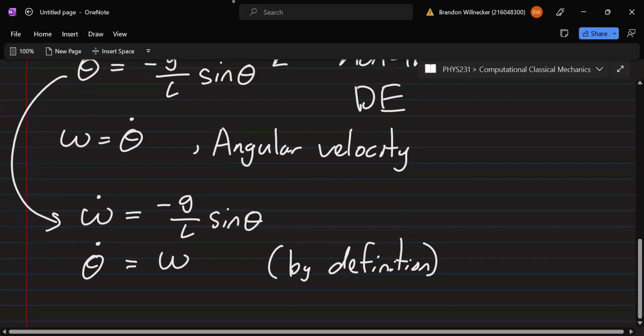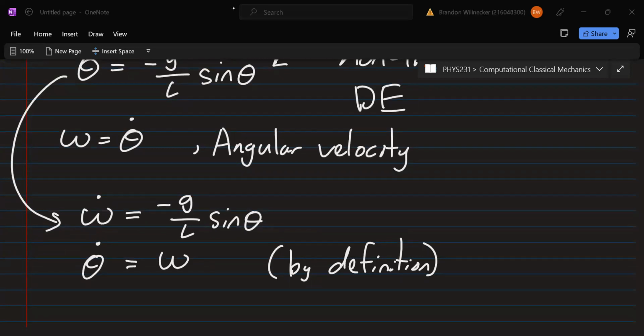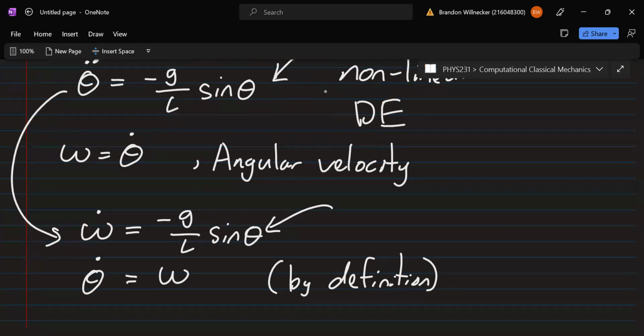Yeah, so we've got our two first order differential equations. And again, it's still nonlinear because of the sine theta. So we can't use that matrix method that we had before, because remember, we can only work with those matrices if things are linear. So these are nonlinear equations, so we can't use matrices. Instead, we resort to a computational method.